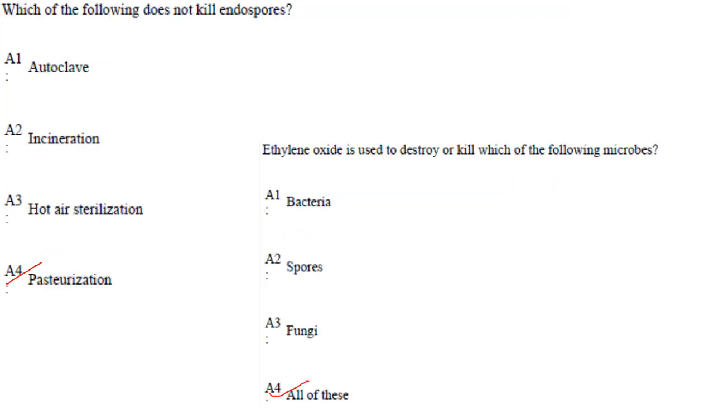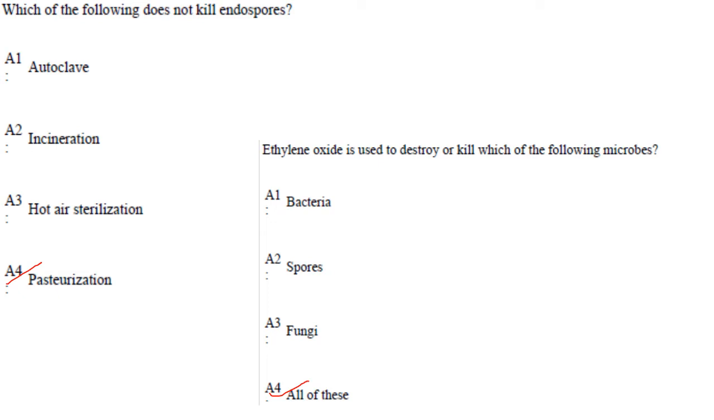Next one. Which of the following does not kill endospores? That is autoclave, incineration, hot air sterilization, pasteurization. So answer is pasteurization. Pasteurization kills the vegetative cells of milk-borne pathogens but does not sterilize milk. So the answer here is option 4, that is pasteurization.